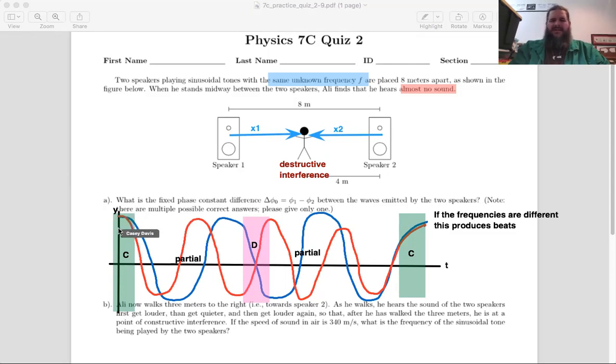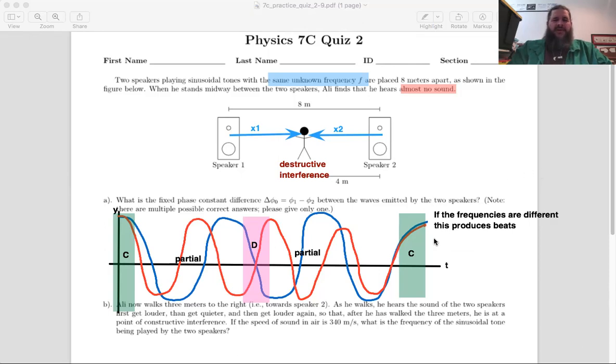There's a sort of a rhythm to the loud, quiet, loud, quiet as time passes. We call that cycle from loud to quiet to loud a beat. So that means that as time passes, we're alternating between constructive and destructive instants of time. So we wouldn't really call that constructive the whole time or partial the whole time or destructive the whole time. It's oscillating what type of interference we get.